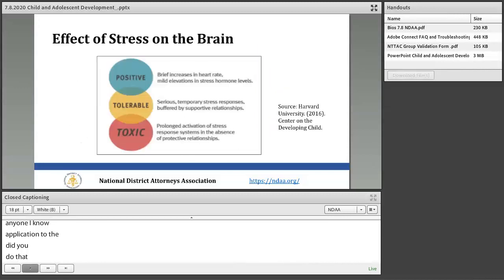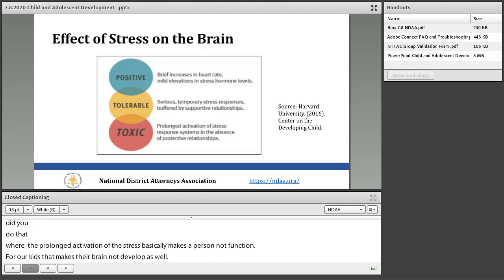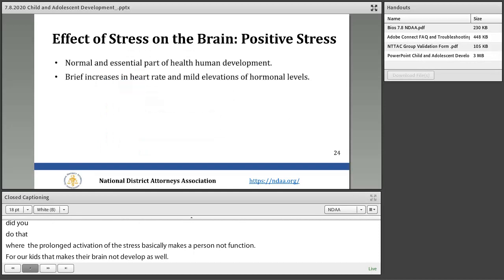But many of our youth are dealing with what we call toxic stress. So positive stress is the brief increase in the heart rate, a little stressful. Then you've got tolerable stress. Maybe you're concerned about a trial that's coming up. It's going to be a big issue. Maybe it's a transfer hearing, so you're really getting stressed out about it. But that stress makes you get even more prepared and make sure that you've called all your witnesses and everybody's ready and you've got all your documents. But then toxic stress is where the prolonged activation of the stress response basically makes a person not function. And for our kids, it makes their brains not develop as well. One of the things that can help that red light stress is if there is a supportive or protective relationship. And as we know, for many of our kids, that's lacking as well.